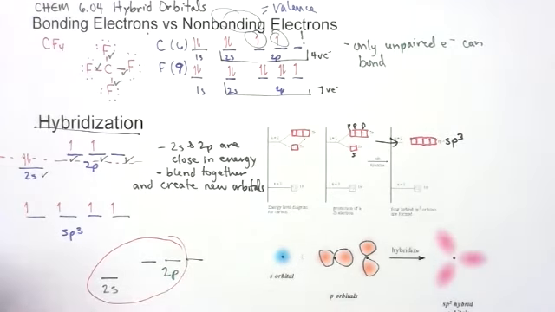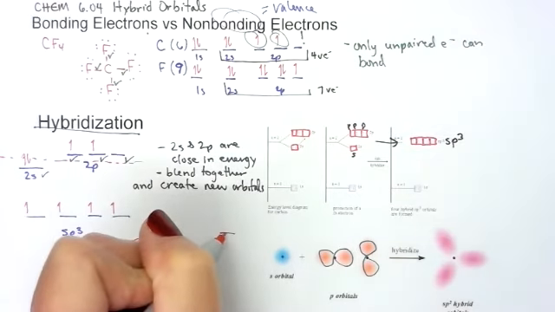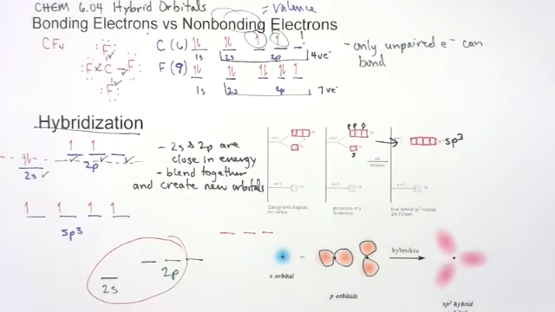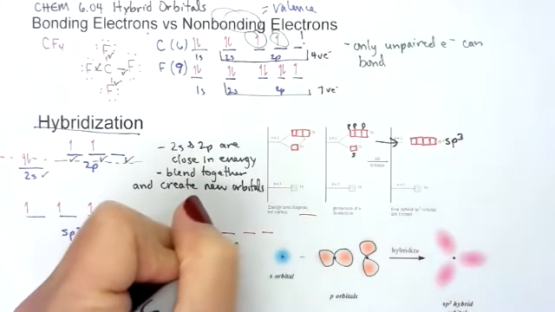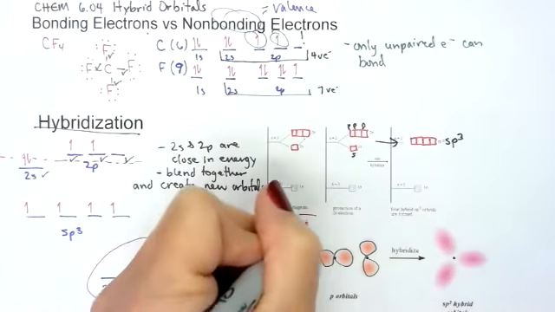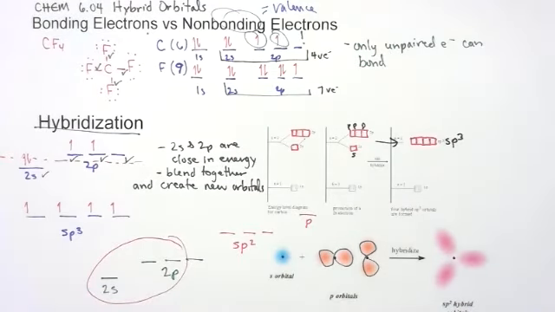And when that happens, you would have an s and 2 p's, and then up here one of your p's is still floating around. When that happens, we call that sp2 because I have 2 p's and I have an s. If just an s and just a p hybridize, that's called sp.